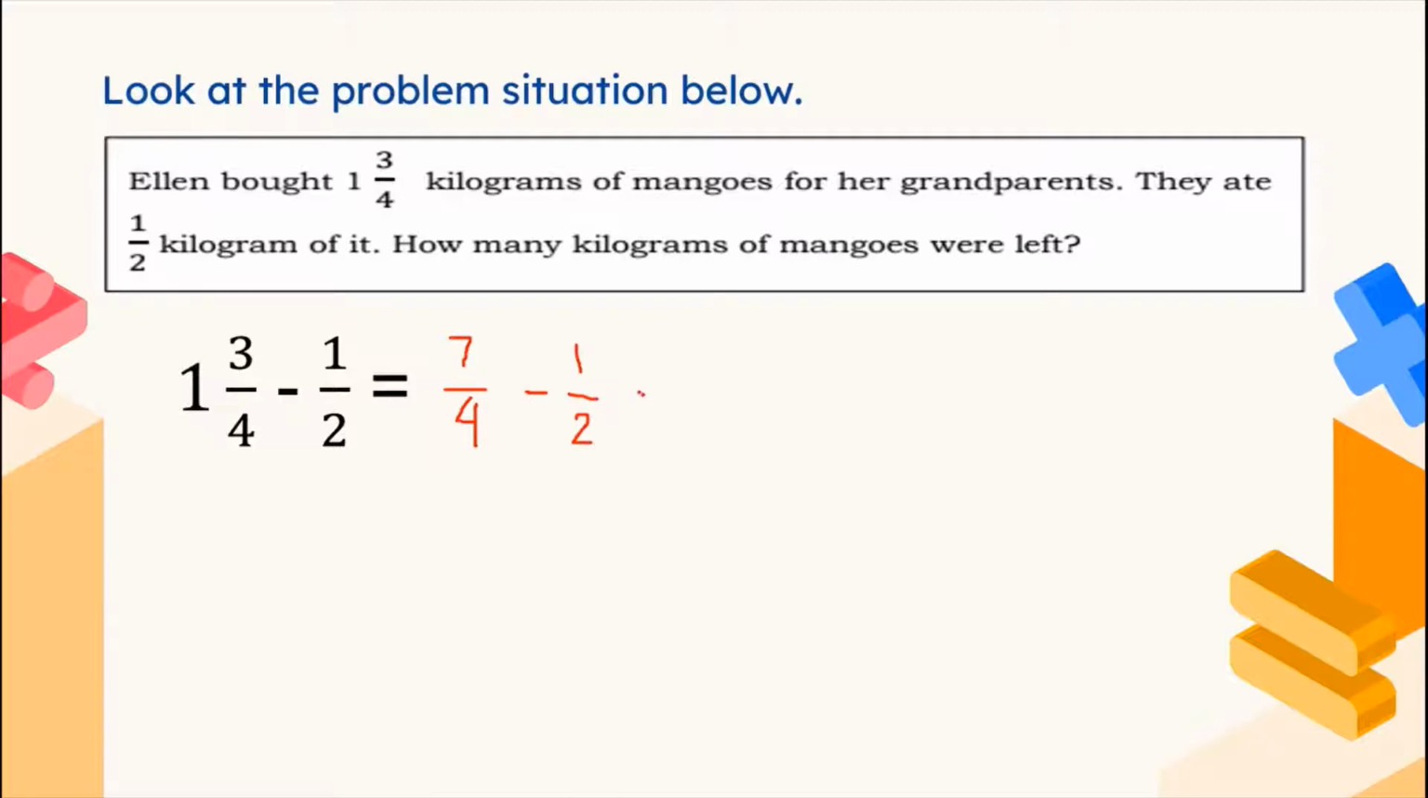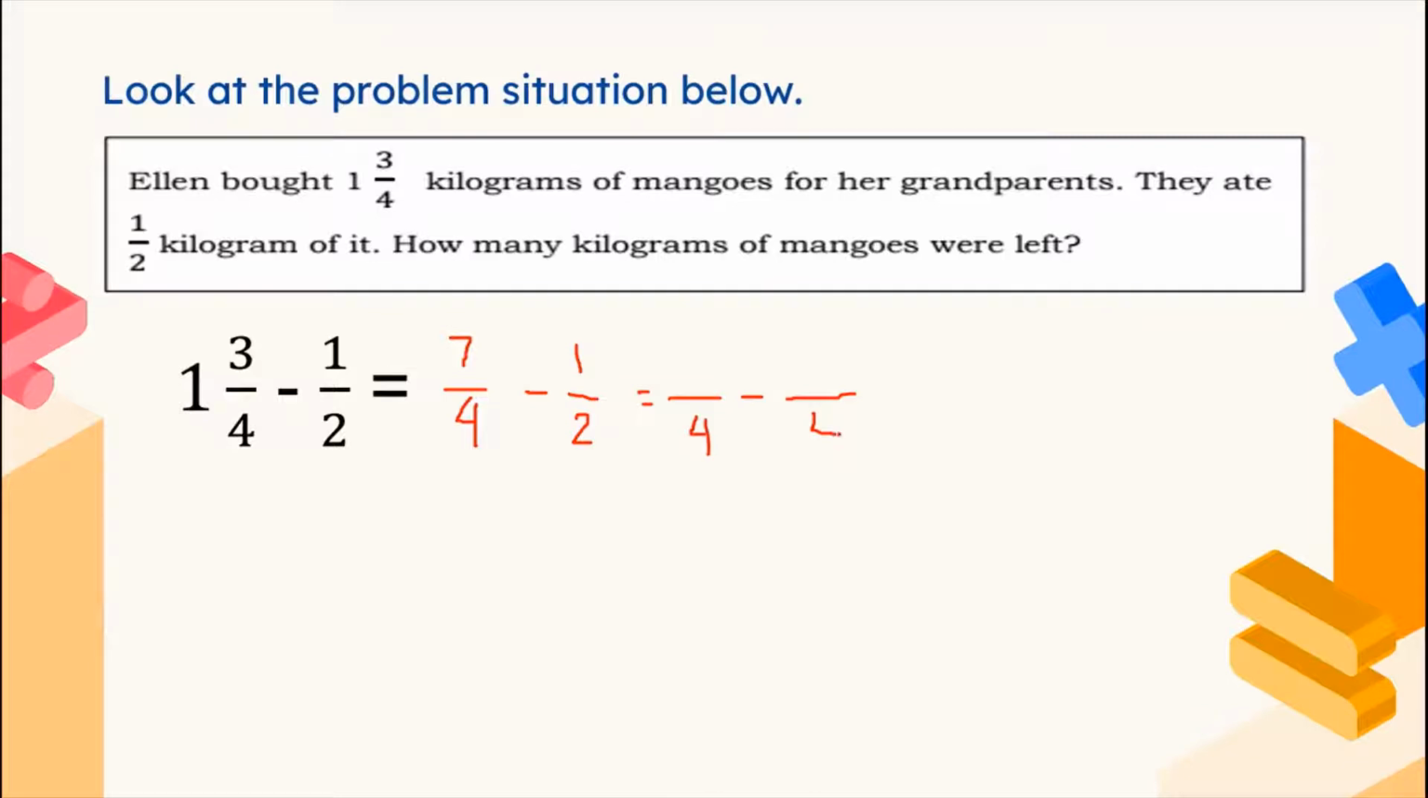Okay, now when we look at our fractions here, they are dissimilar fractions. They are unlike fractions. Since they are unlike fractions, we need to find their LCD by looking at 4 and 2. What is the LCM of 4 and 2? Very good. The answer for this one is, of course, 4.